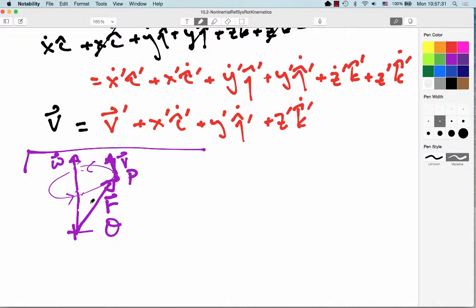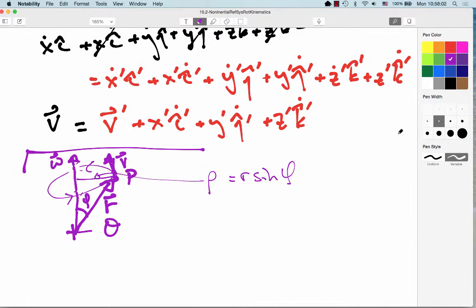So we can call this angle here phi. The radius about which we are rotating, let's call that rho, that's equal to r sine phi. So we can get our v. Our v is equal to rho omega, so it'll be omega r sine phi.